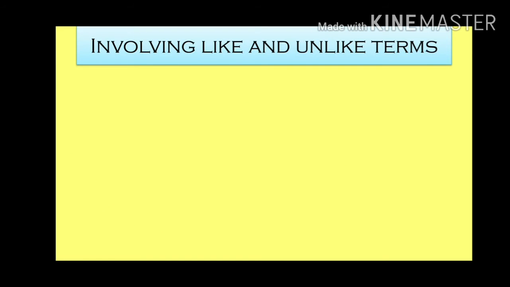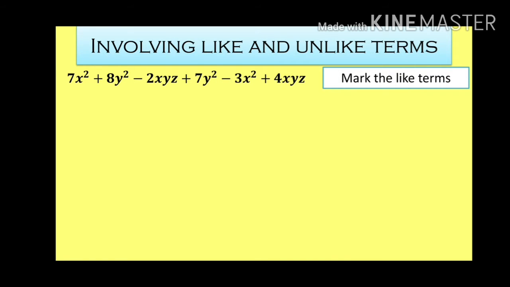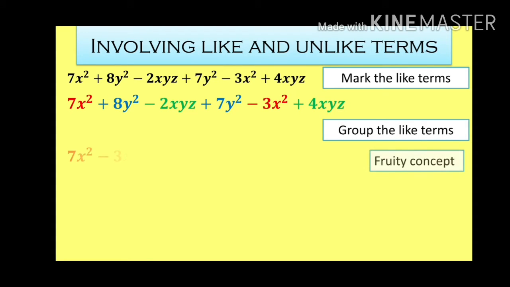Now suppose it contains some like and unlike terms both. Let's say this question. So we have like and unlike terms together. For this one, first we will mark the like terms here. As you can see, we have marked them in colors. You can see the red, green and the blue. These are the like terms you can identify. So just group them and use the fruity concept.